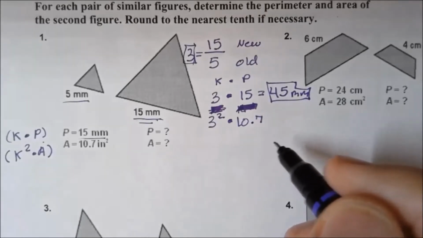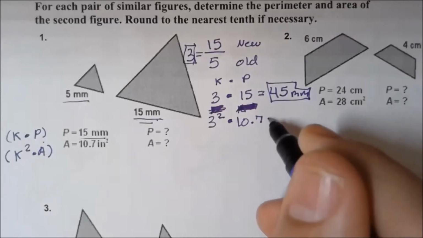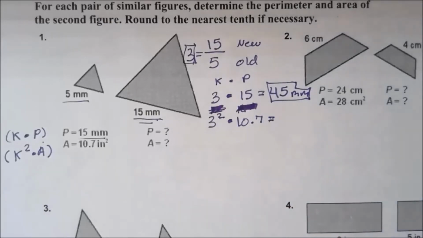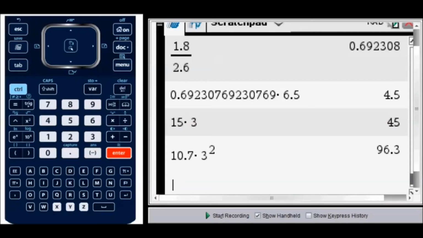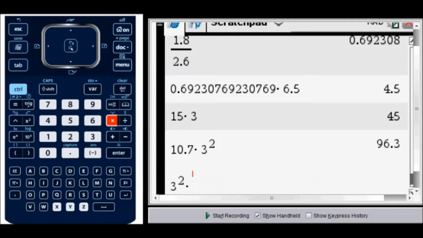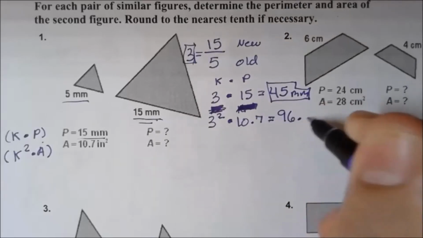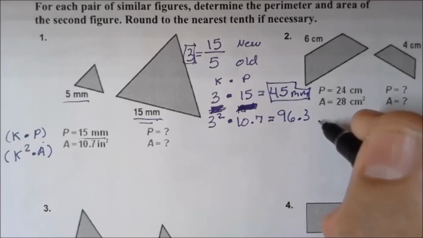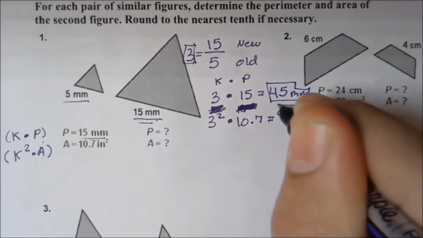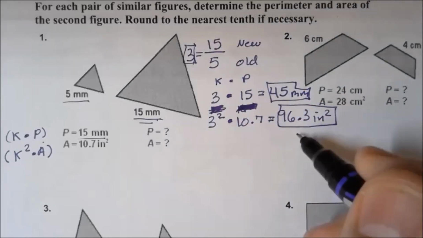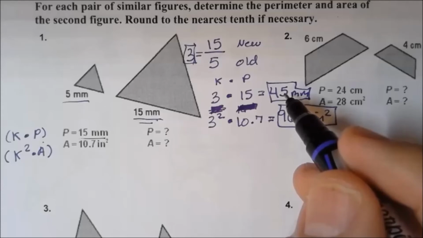If we multiply that out, that one I am going to need my calculator for. Let me grab my calculator real quick. All right, let's confirm. We have 3 squared times our area of 10.7, and that gives us 96.3. So it's 96.3, and it's going to be inches squared. That's my new area, and that's my new perimeter.